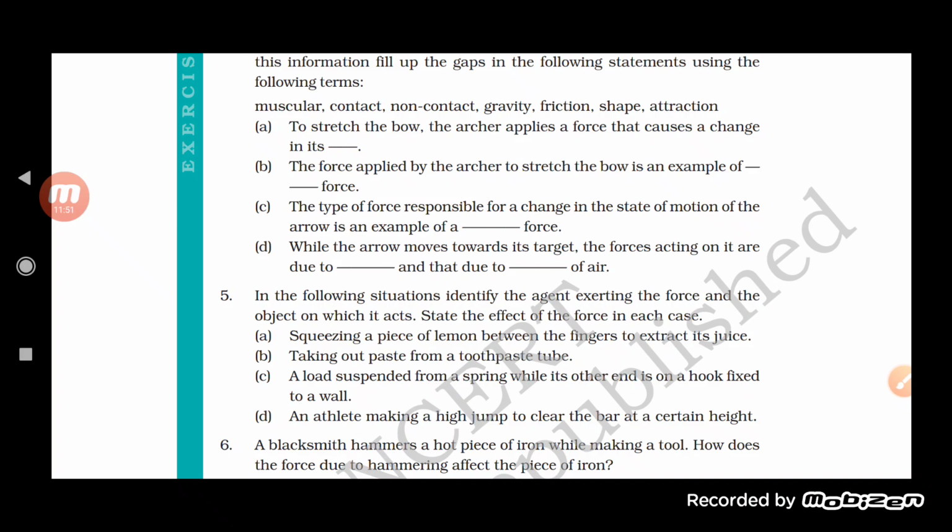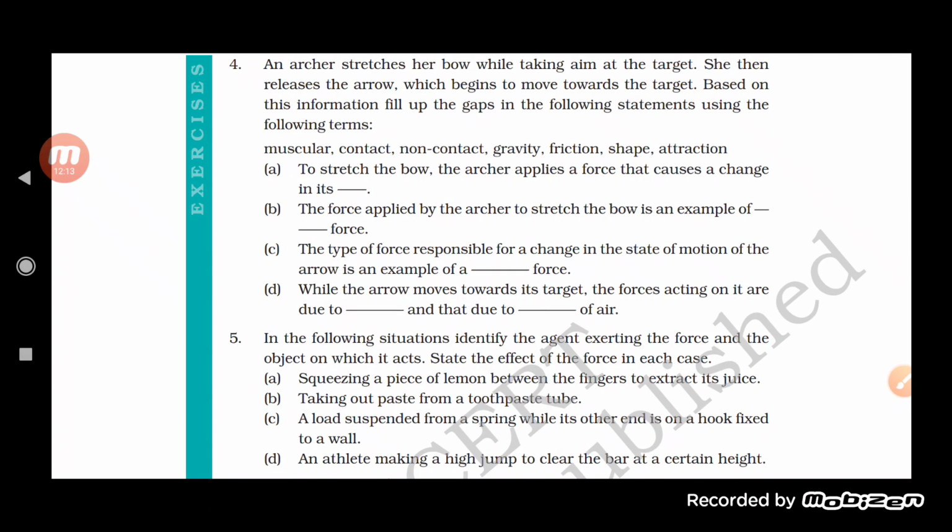While the arrow moves towards its target, the forces acting on it are due to what? When the arrow is moving towards the target, the forces acting on it are due to gravity, and again due to the friction of air. So it is because of the friction of air.